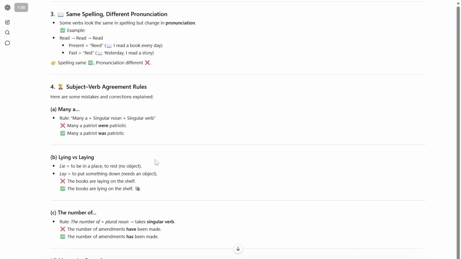B. Lying versus laying. Lie equals to be in a place, to rest, no object. Lay equals to put something down, needs an object. Wrong: The books are laying on the shelf. Correct: The books are lying on the shelf.